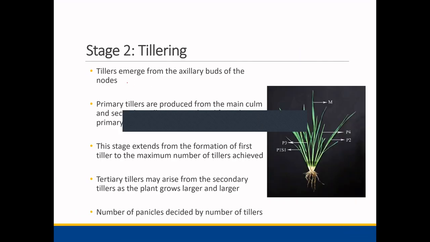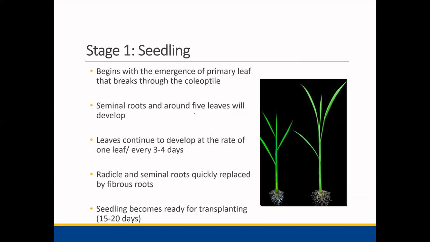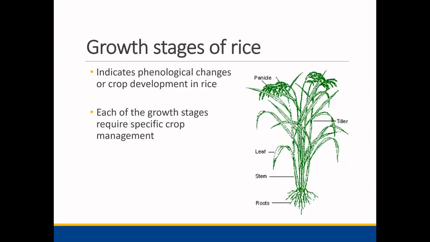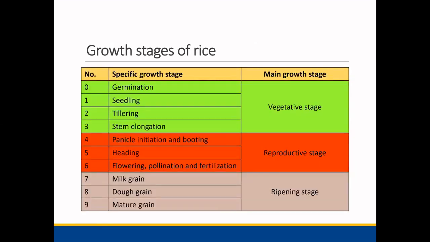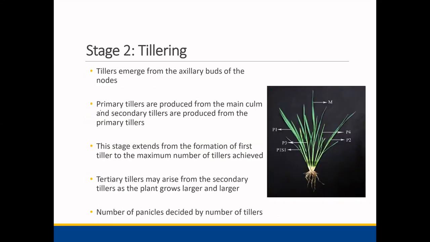And then stage two. Stage one we covered. Stage two is the tillering. During tillering, as the name means, the tillers emerge from the axillary buds of the nodes. In this picture you can see it has a main stem, which we call the culm in rice. The primary tillers are produced from the main culm.